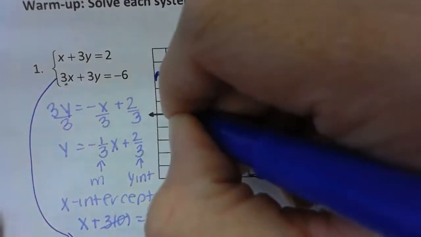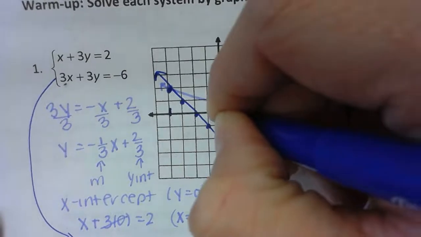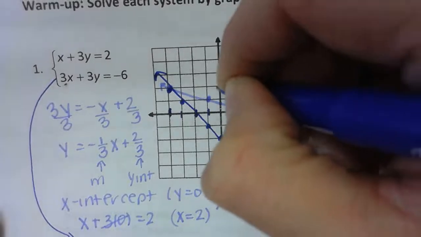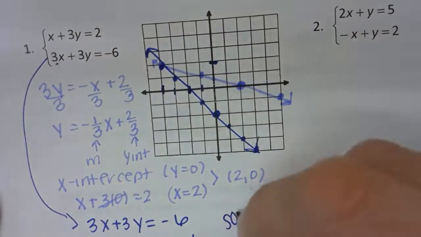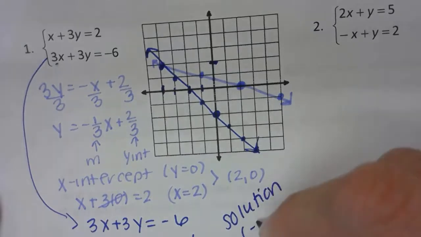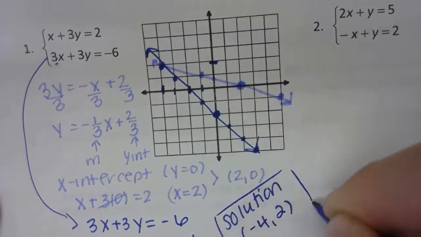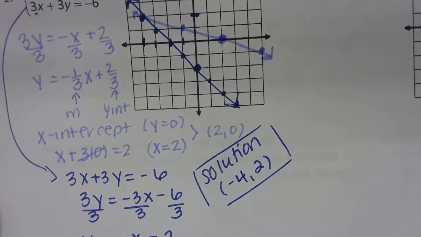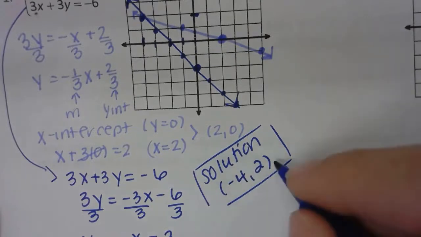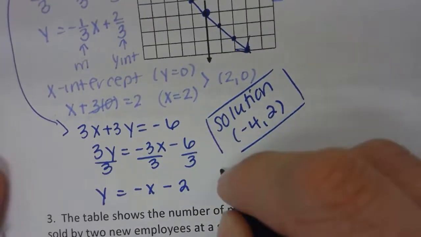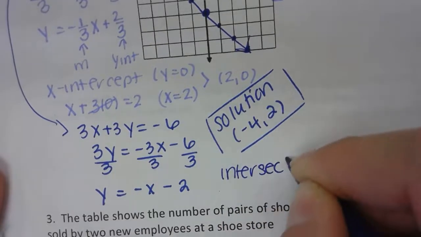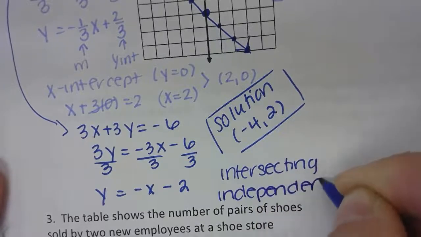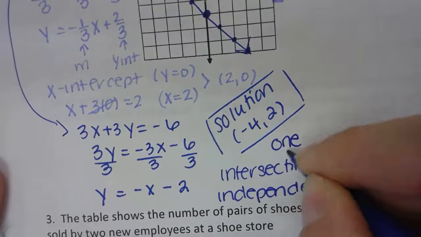So what that means is that these two graphs intersect at x equals negative 4 and when y is positive 2. So my solution is negative 4, positive 2. My solution is the point of intersection. And again, if they intersect, then my lines are described as intersecting, independent, because they have one solution.